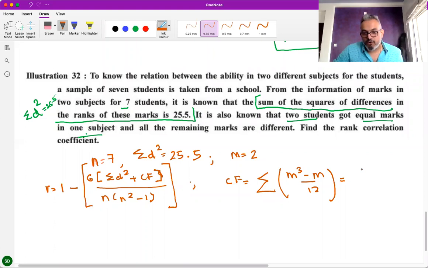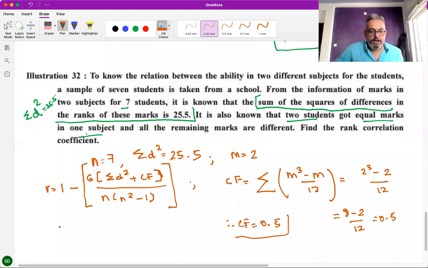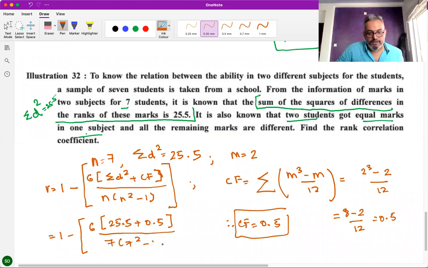Pay attention here: 2 cube minus 2 upon 12, which is equal to 2 cube is 8 minus 2 upon 12, which is 0.5. Therefore, CF is equal to 0.5. Now, applying in the formula: 1 minus 6 into sigma d square, which is 25.5 plus 0.5, upon n is 7, 7 square minus 1.